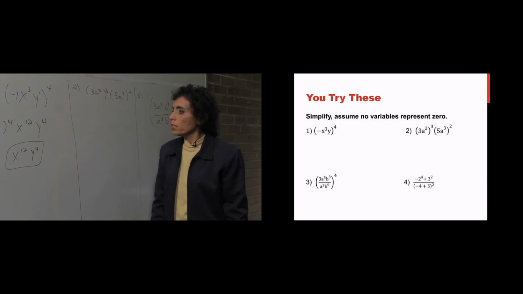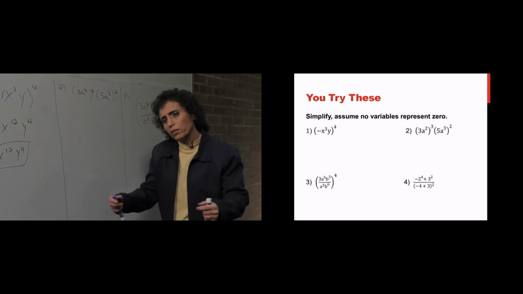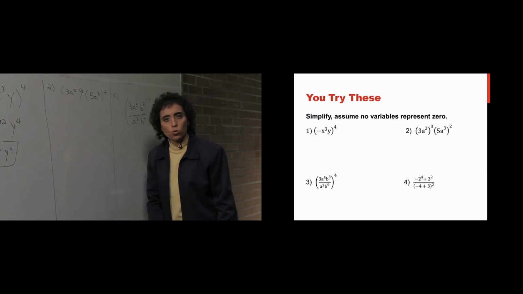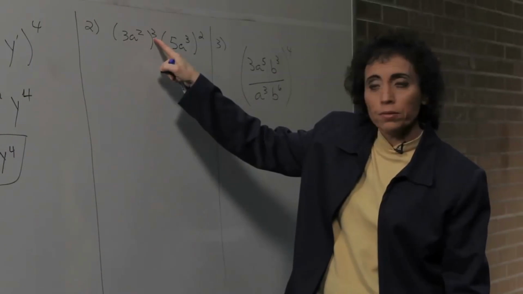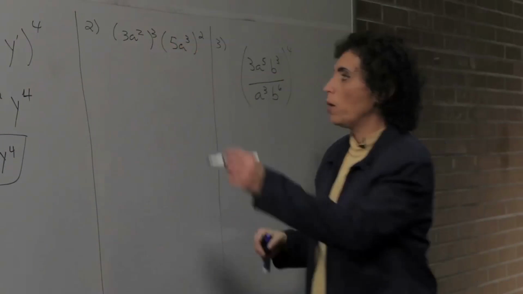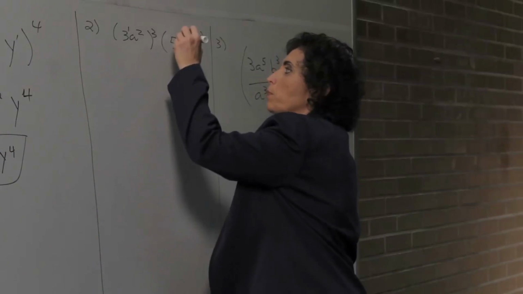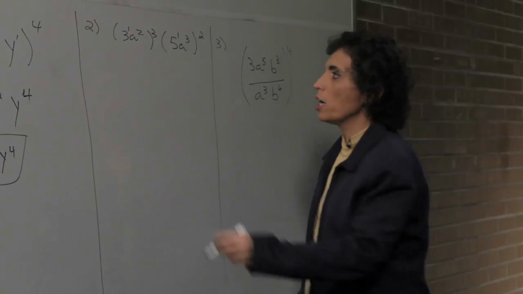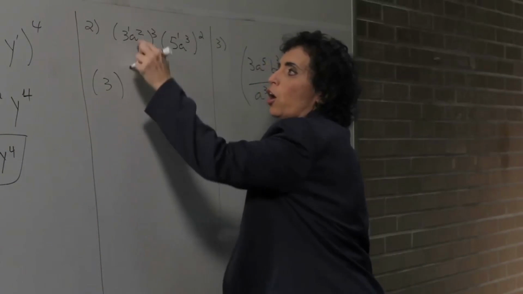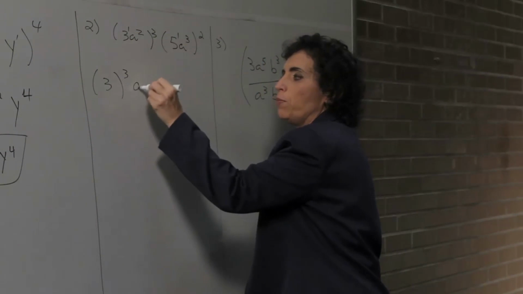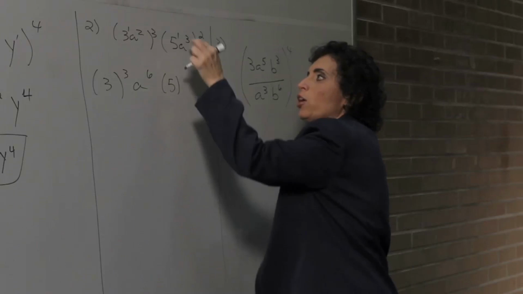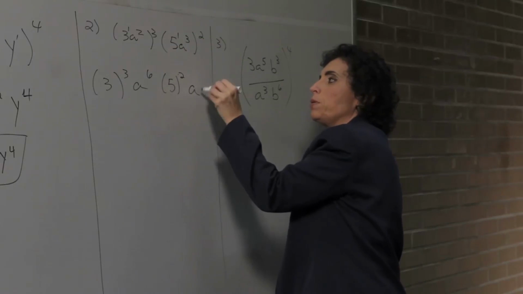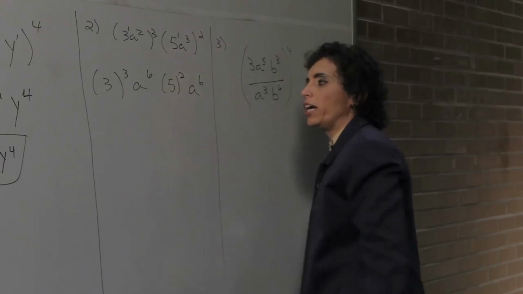Hope you did well. Okay, let's take a look at this one. Again, we're going to do power to power because we have a power raised to another power. Okay, I'm going to put 1s wherever I don't see exponents. Here I go. Keep the base 3. 1 times 3 is 3. Keep the base a. 2 times 3 is 6. Keep the base 5. 1 times 2 is 2. Keep the base a. 3 times 2 is 6.